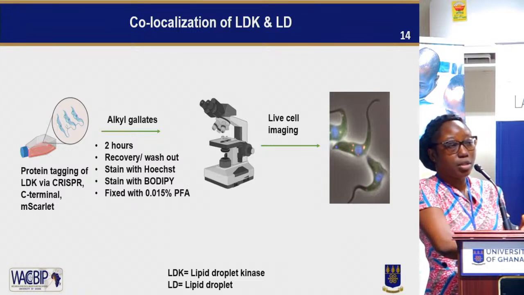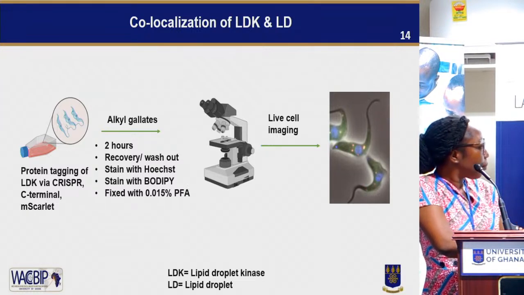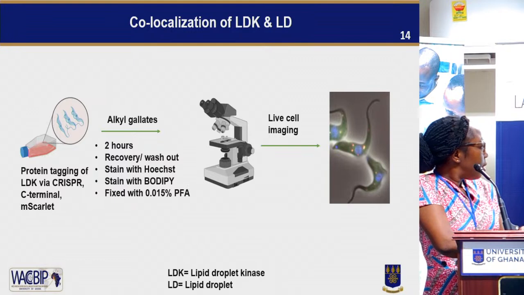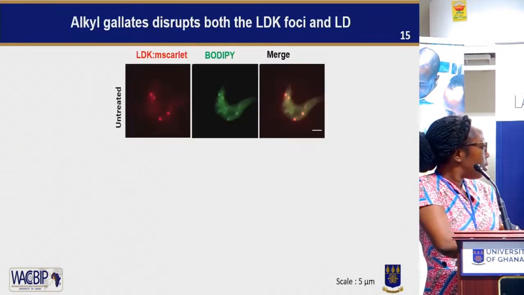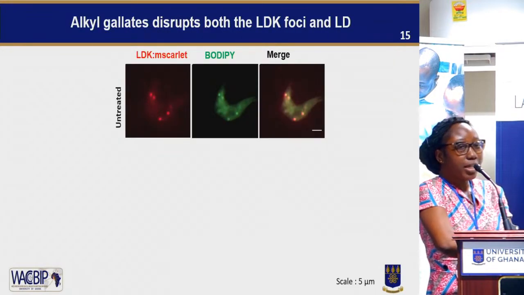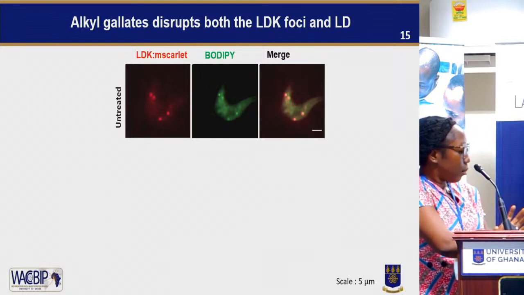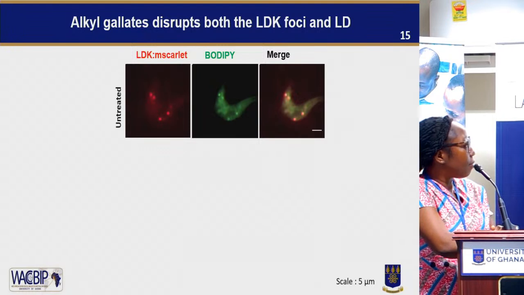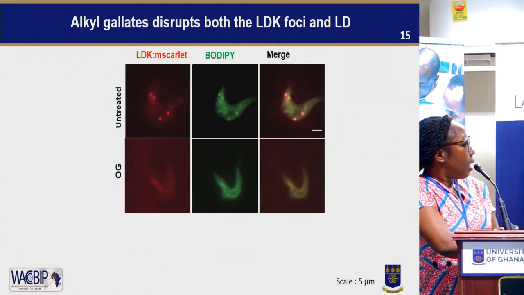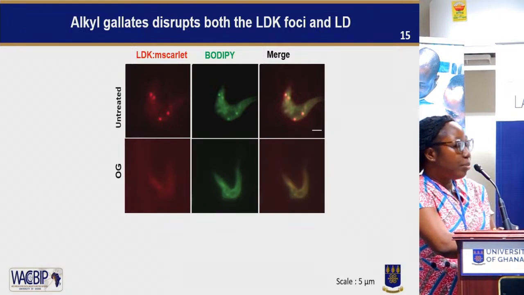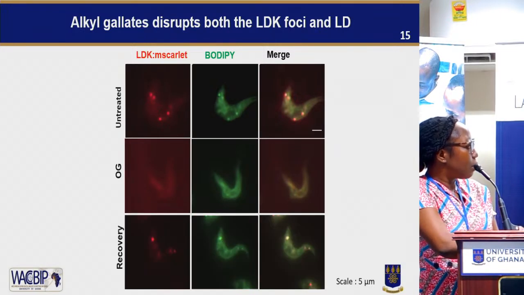This helps us detect the presence of the lipid droplets. So from the data, these are the untreated cells where we have the presence of the kinase indicated in red, and then stained with BODIPY, where we have the lipid droplets indicated in green. Upon co-localization, you see the presence of the kinase on the droplet. However, you see that they come back to the cells.